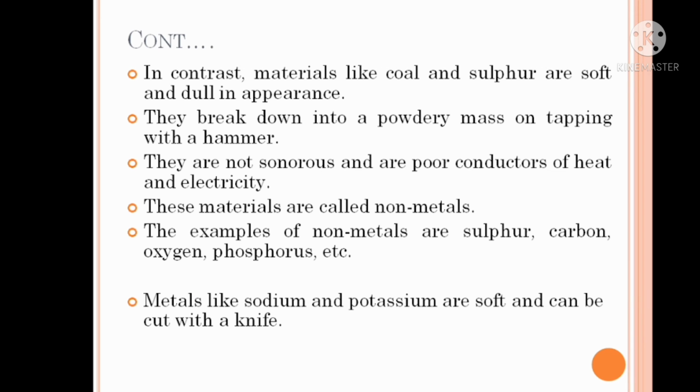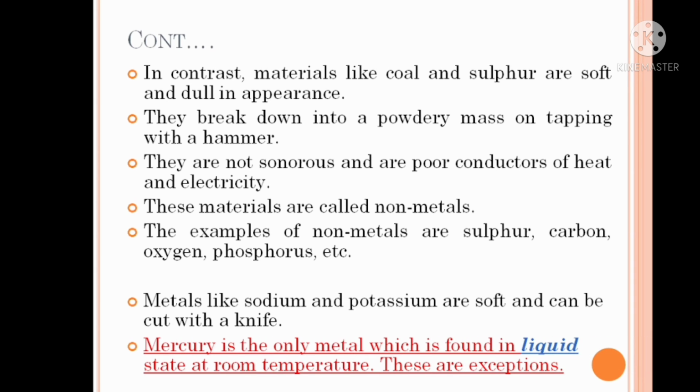Some metals like sodium and potassium are soft and can be cut with a knife. That means some metals are so soft that we can easily cut them with a knife. Clear? Mercury is the only metal which is found in liquid form. I have put this point in a different color because you have to understand it. Mercury is a liquid at room temperature; this is an exception. So mercury is the only metal which is liquid. You have to remember this point, it will be useful in future.